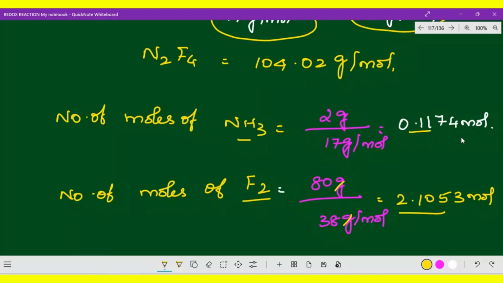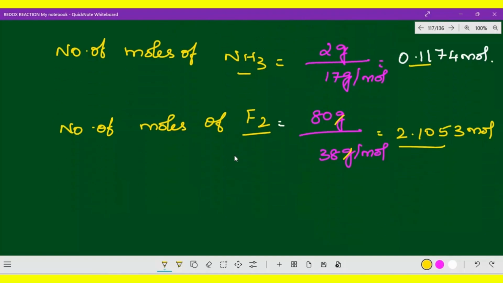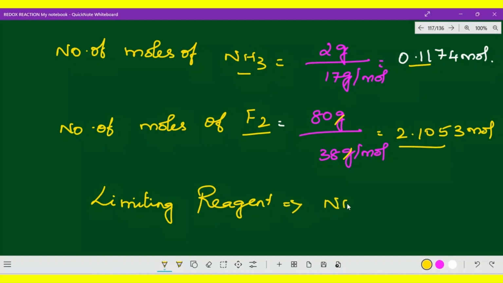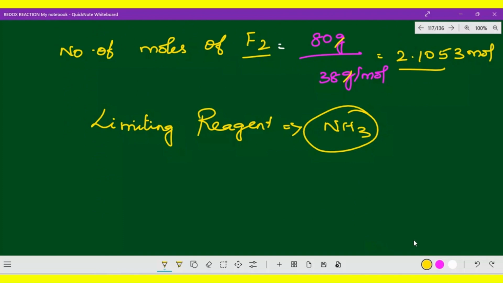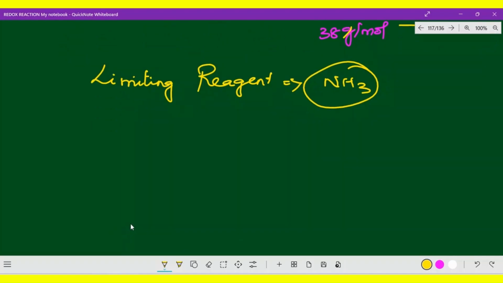So which has the least consumption, the least amount? That is ammonia. So the limiting reagent is ammonia only. I hope you got an idea what a limiting reagent is: completely consumed, that means the least amount, that means it is completely used up. So here now we have to identify the yield, that means the result, the percentage yield.